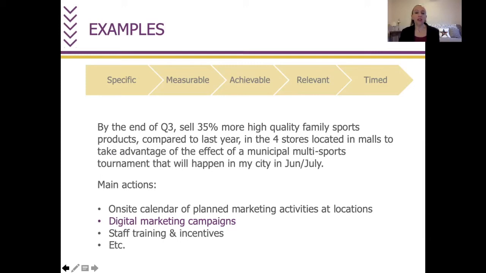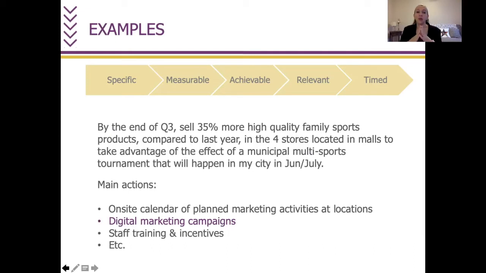Okay, so this is very, very specific. You've got a lot of details here. Obviously, maybe we're talking about a family-owned sporting goods business with 4 different locations, probably in a big city because they've got malls and they've got 4 stores. So we're looking at the overall objective, which is very, very specific. Then you're asking yourself, is it measurable? Well, actually, yes, it is measurable because what you want is a 35% increase year on year.